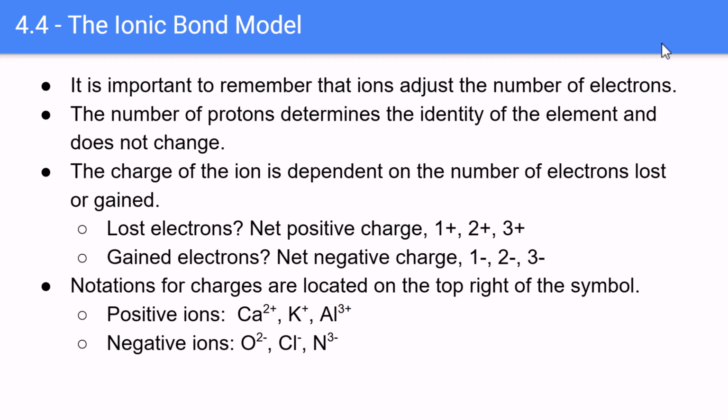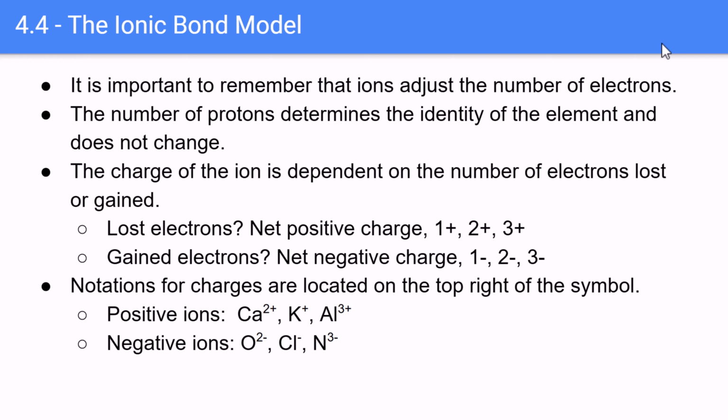Notations for charges are located in the top right of the symbol. So for positive ions, notice that in the top right-hand corner, we carry a 2+ charge, 1+, 3+; regardless of the charge, it is in the top right-hand corner. Many times you see this with the notation that we looked at back in unit number 3, where we looked at the atomic number on the bottom left-hand side and the mass number on the top left-hand side.